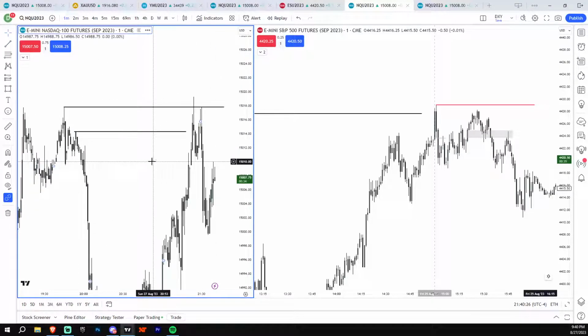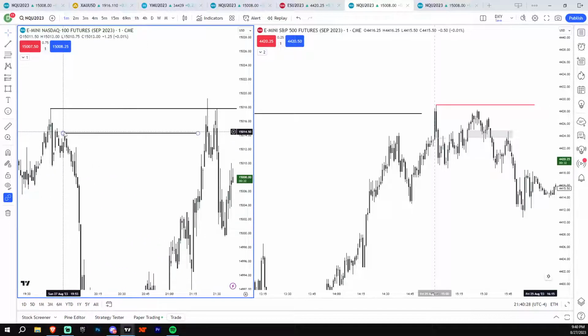That's why I'm not teaching you to sell at this. I'm teaching you to sell at this because this is the higher time frame high. This has a good chance of hitting, right?